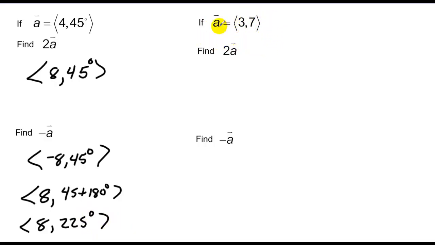Just did an example of a component form. If we move over twice as much and up twice as much, we end up at 6 and 14. And if we go backwards the same direction and down in the same direction, we end up at -3 and -7.